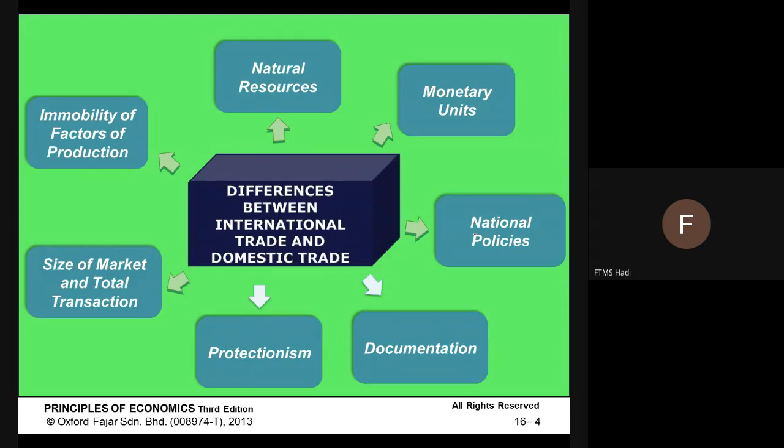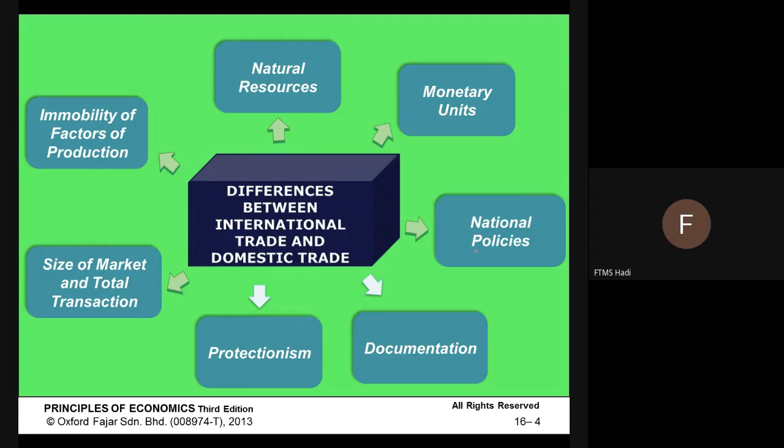The third one is national policies. Domestic trade does not have a problem with national policies because they use the same policy in a country, because they trade by states. However, international trade has a problem with national policies because different countries have different government policies. I give an example. Islamic countries are not allowed to trade beers or wines from other European countries because of the practice of Muslim countries not to consume beer or alcohol. So that is an example of national policies.